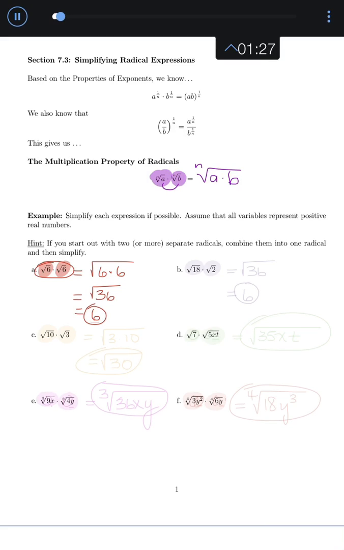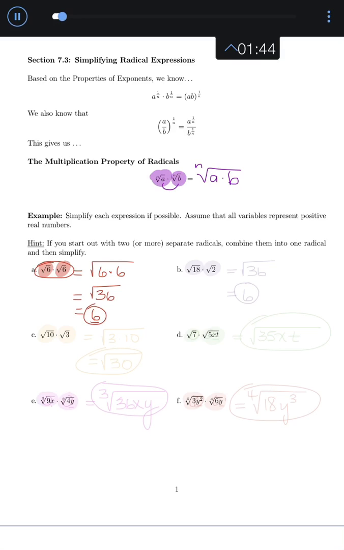This does make sense because if you're multiplying two square roots together, you're actually squaring something. Well, squaring and square rooting cancel one another out, which would leave you with what was underneath, the 6, which is what we just got.